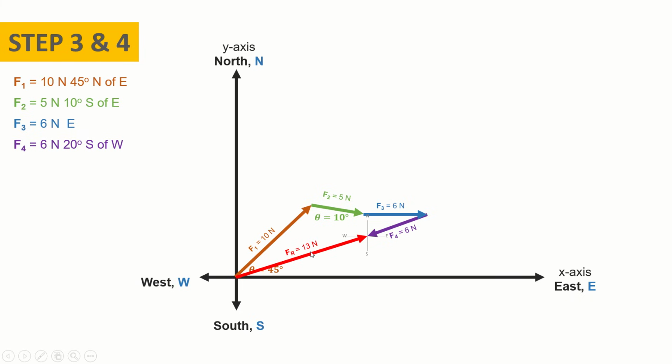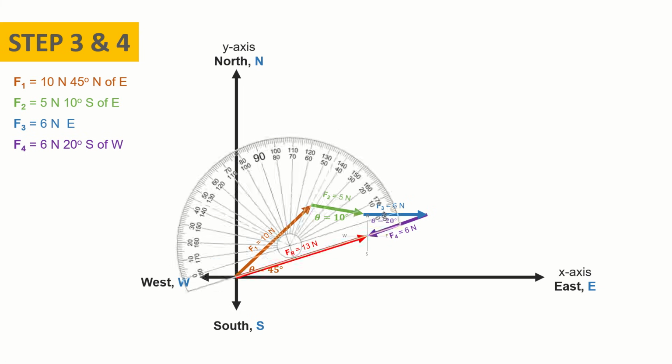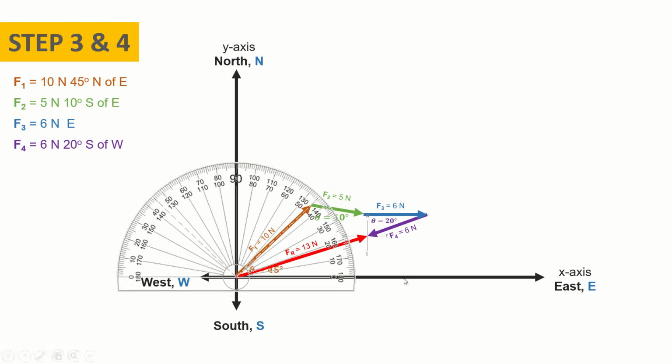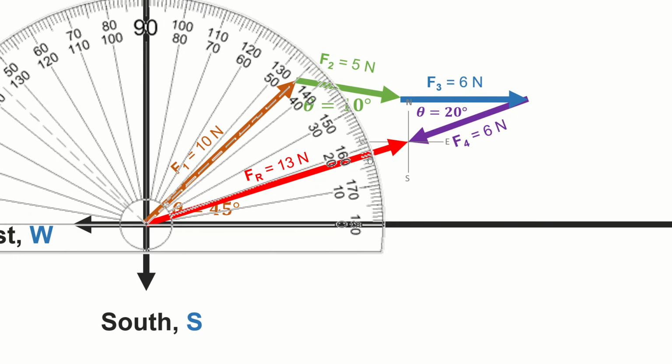So, what is its direction? We need to look for the angle of this resultant vector with respect to our east line. What is the angle made by this resultant force vector with respect to our east line? Let us now measure the angle. The angle of the resultant vector is approximately 18 degrees. Because this is 20, this is 19, and here it is, 18.